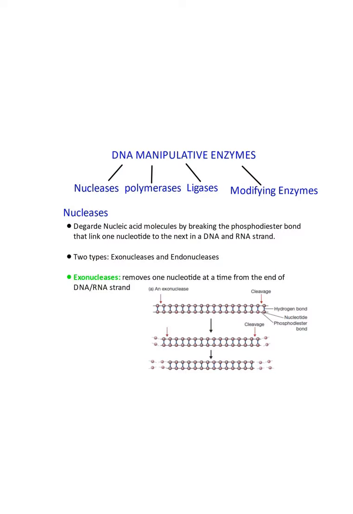So in this video we'll be talking about DNA manipulating enzymes. DNA manipulating enzymes are very important in most processes such as isolation and many others. We'll talk about some of the enzymes involved. There are four types, as you can see portrayed in the picture. Our first type is nucleases, then there are polymerases, ligases, and other modifying enzymes as well. We'll talk about each one of them.